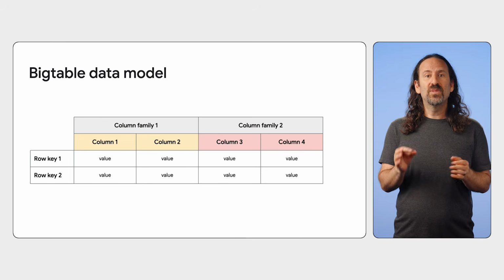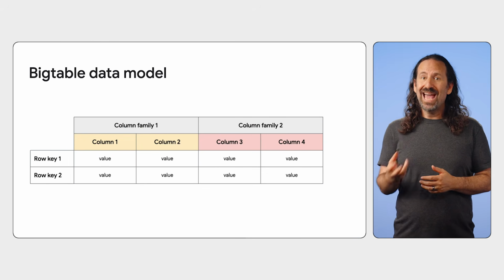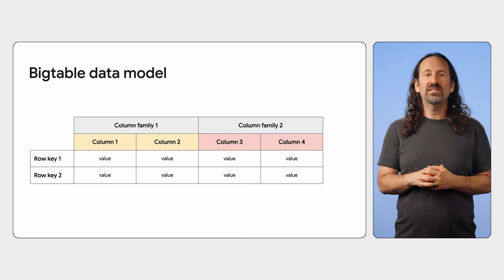Bigtable is Google's scalable, low-latency NoSQL database for real-time workloads. At its heart is a flexible, sparse data model. Let's see how it works in practice. Bigtable is a wide-column, NoSQL database that also supports standard SQL queries.